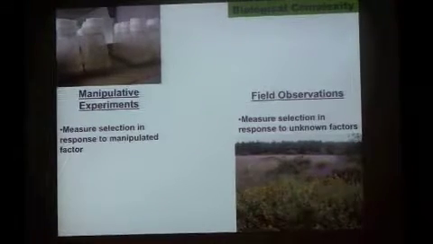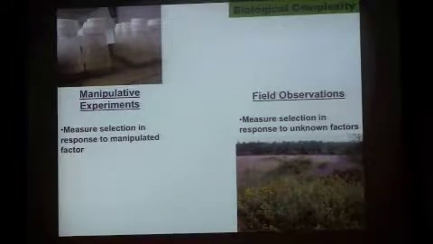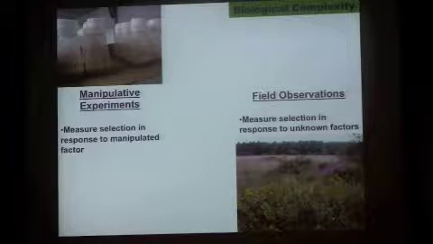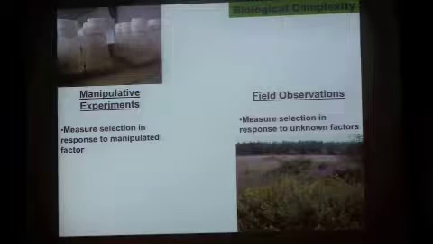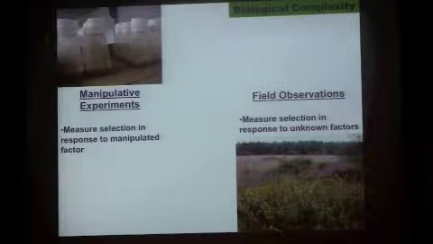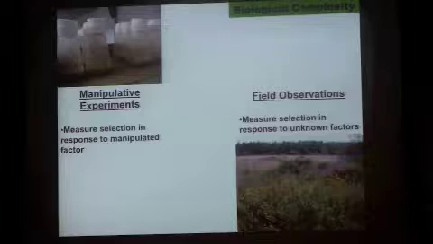And these are really nice because you can measure selection in response to some manipulated factor. And if you've manipulated herbivores, you can compare with and without herbivores, and you know that any effect you see is due to some extent to that herbivore. And so it's great for getting at a mechanism of what's driving evolution.